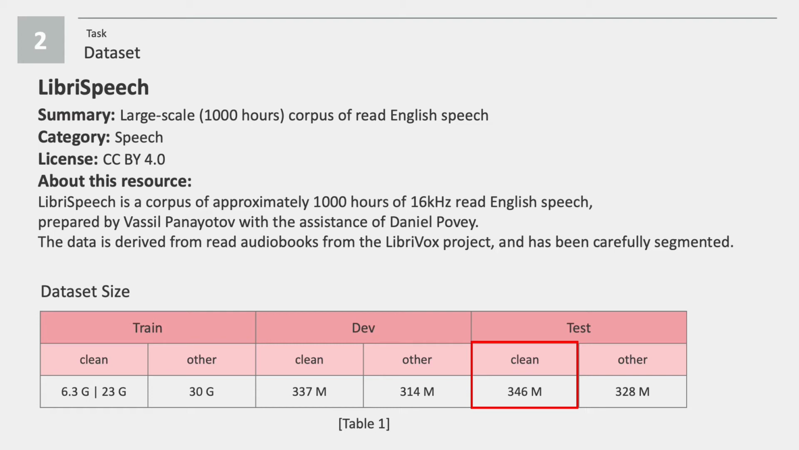Among 2,620 data points in the test clean split, we used 100 data points to train the universal perturbation, and we used the rest of the data to evaluate the quality of the perturbation vector.